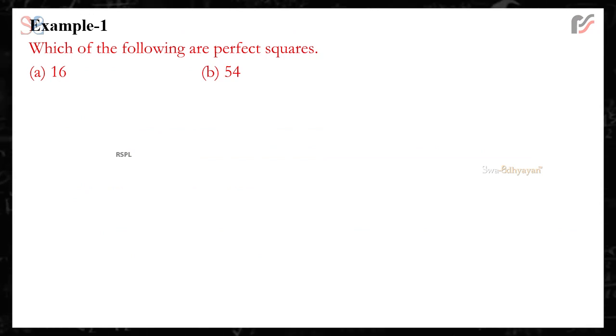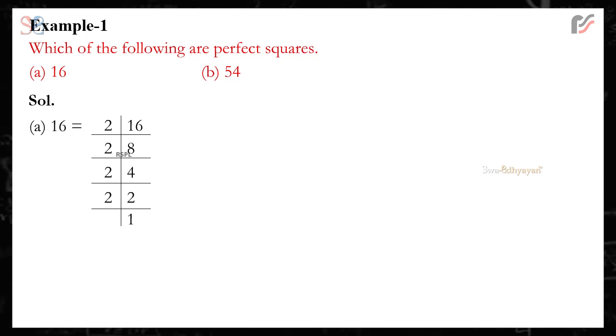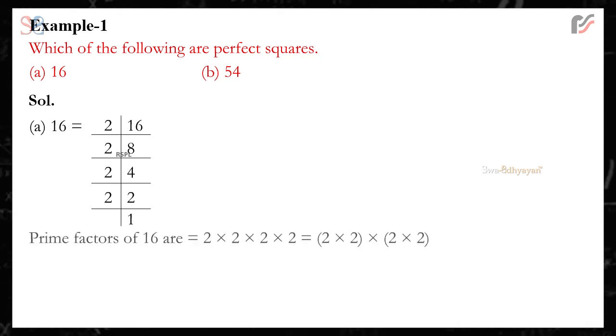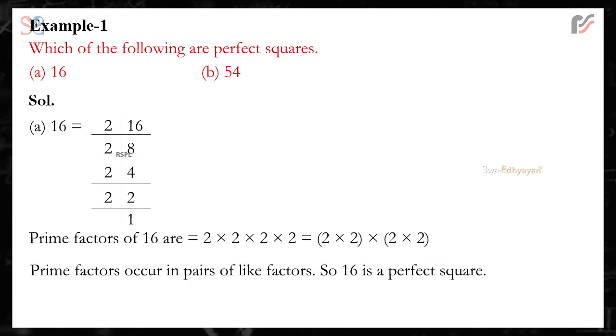Example 1. Which of the following are perfect squares? A. 16, B. 54. Solution. A. 16 is equal to, dividing 16 by 2, we get 8. Dividing 8 by 2, we get 4. Dividing 4 by 2, we get 2. Dividing 2 by 2, we get 1. Prime factors of 16 are 2 multiplied by 2 multiplied by 2 multiplied by 2, which is equal to, in the brackets, 2 multiplied by 2 multiplied by, in the brackets, 2 multiplied by 2. Prime factors occur in pairs of like factors, so 16 is a perfect square.